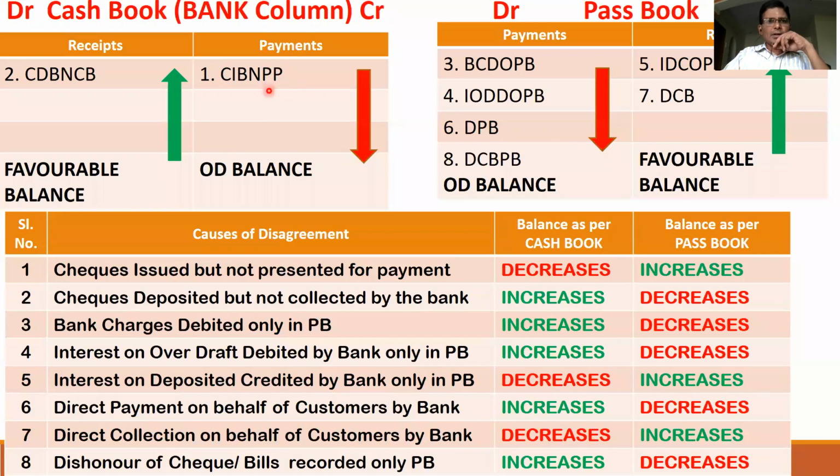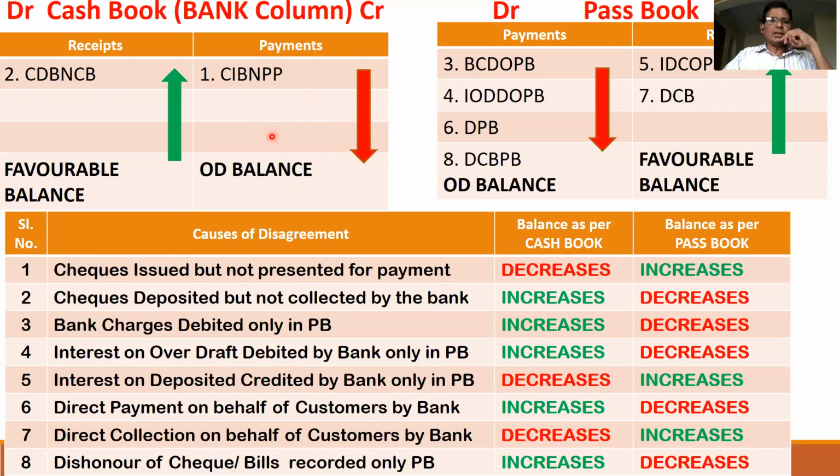First, you have to understand cheques issued but not presented for payment. Whenever a cheque is issued, you know very well that it is credited to the bank column of the 3-column cash book. Whatever is credited will decrease the cash book balance. As it is not presented for payment, obviously the passbook balance will increase.